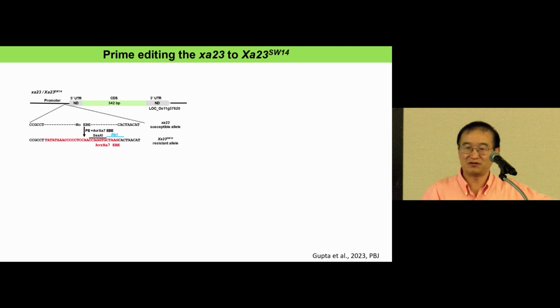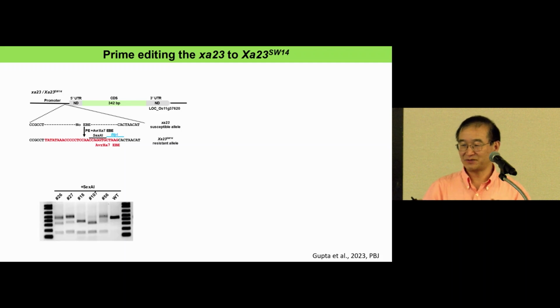once the bacteria infect the rice, if the bacteria contain the AvrXa7 or PthXo3. So that involves a 30 nucleotide insertion or knock-in into the promoter of the XA23. And at the same time, that region, or that 30 nucleotides, contains two restriction sites. One is XEXA1, another is BLP1.